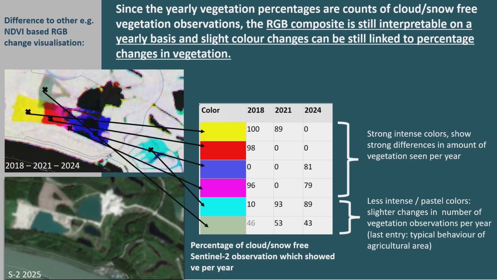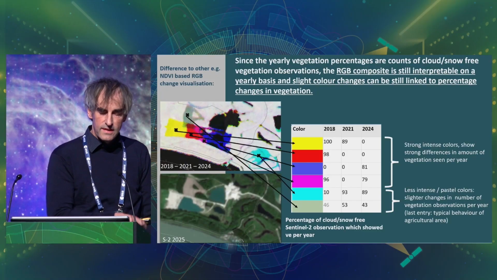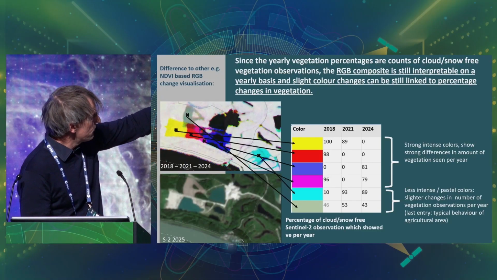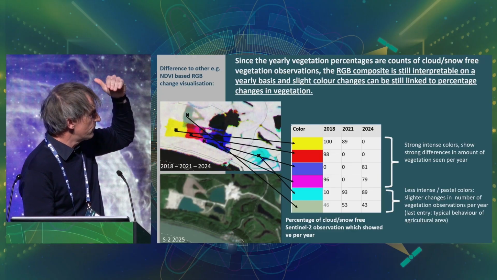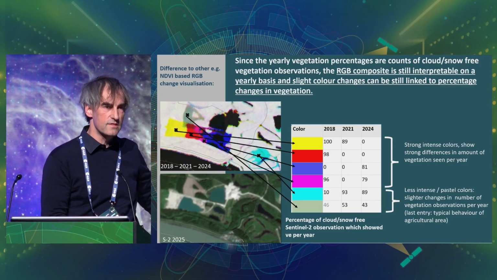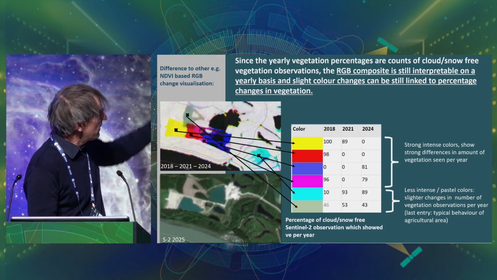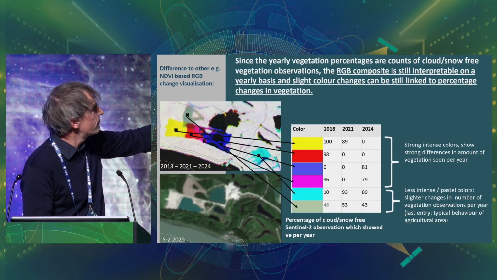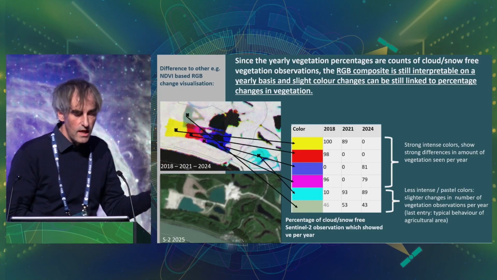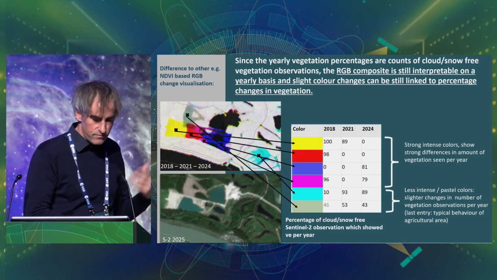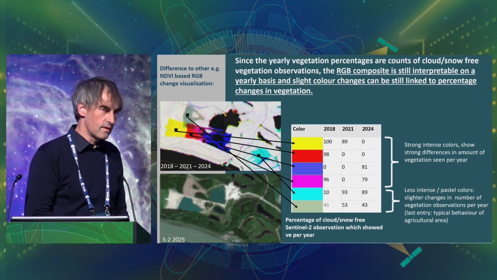Then we see also this greenish part in the upper part, that's a typical agricultural area. And if you see into the table, because we encode that in percentage, in integer values, we can still see for the yellow color, for example, for that cross I marked here, 100% for 2018. So all valid observations in that year were vegetated. And for the agricultural area, we see 50%, so 50% bare soil, 50% vegetation, typical behavior for that. That's what we mean by that we can still interpret these composites.